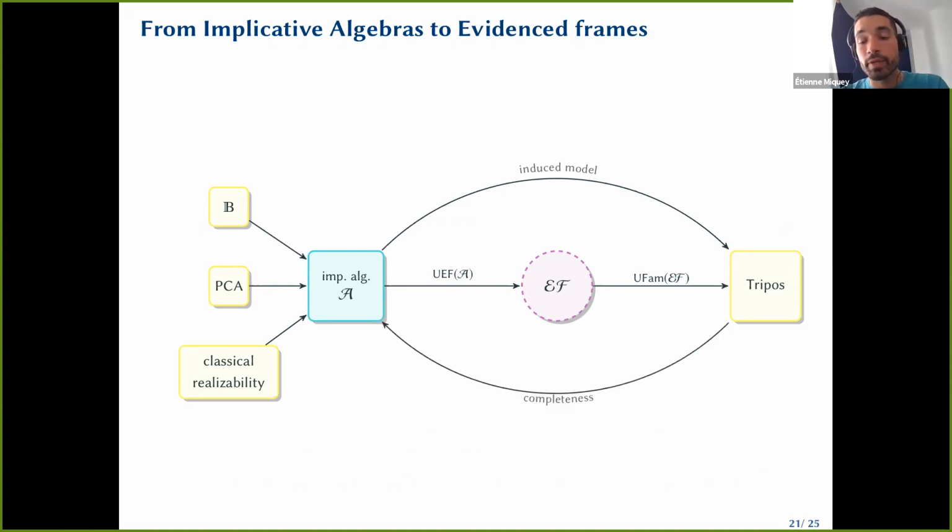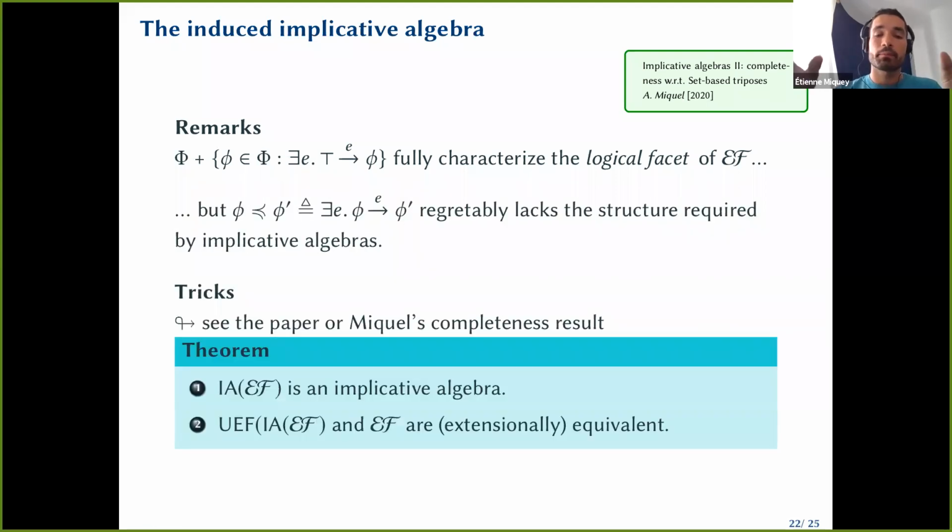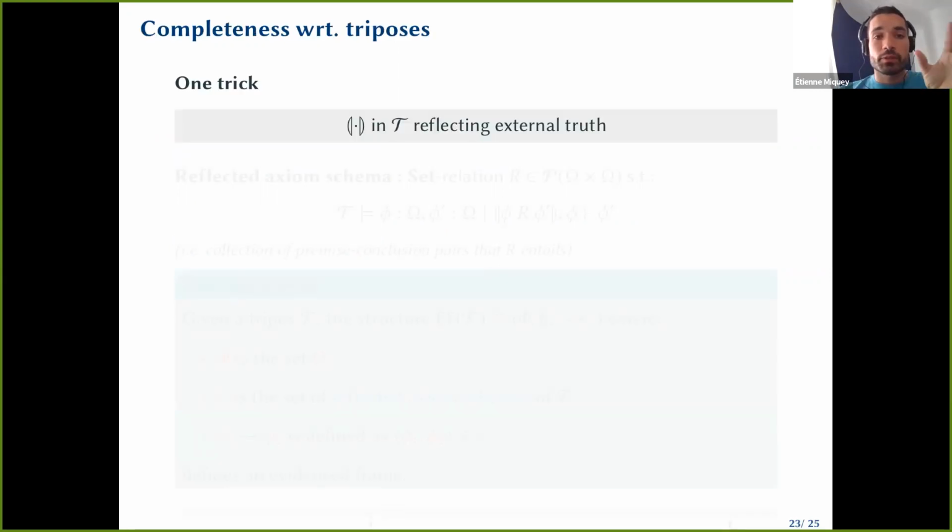That's one thing. And you may remember that Alexandre Miquel had some completeness result for implicative algebras, and we have something similar here. So we know how to define an implicative algebra from an evidence frame, and I don't want to enter into the details of that construction here. But the trick is somehow the same that Alexandre was using to start from a tripos. And what's interesting here is that if we do the round trip from evidence frame to implicative algebra and then to evidence frame again, we get something which is equivalent to the original evidence frame. So we really have somehow the same thing through the loops, but, for people interested in this, it's only extensional. We also have a completeness result with respect to triposes. So there is some kind of magic trick, which is in the paper.